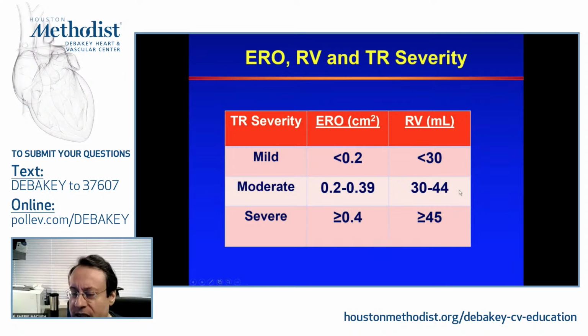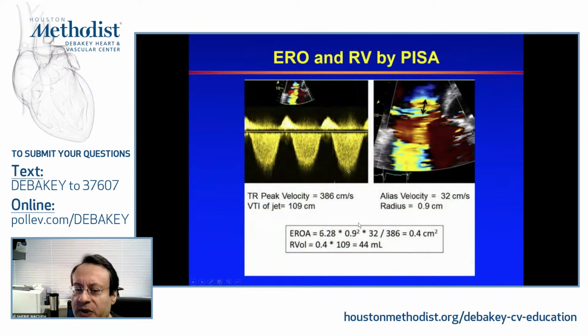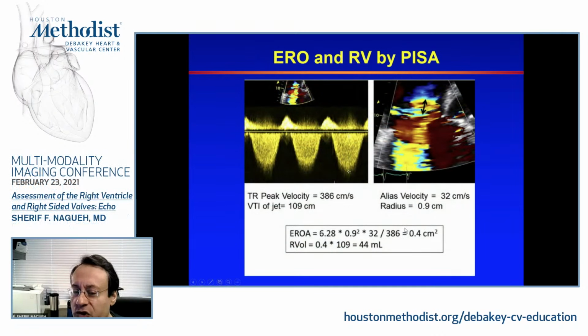The challenge for TR as opposed to MR, notice it's 16 cc's is enough to make someone move from mild to severe. So you want to be careful with your color Doppler settings and measurements. This shows you the application, which is straightforward as the way you apply it for the left side. Just obviously pay attention to the aliasing velocity, the radius measurement, and you need the peak velocity.